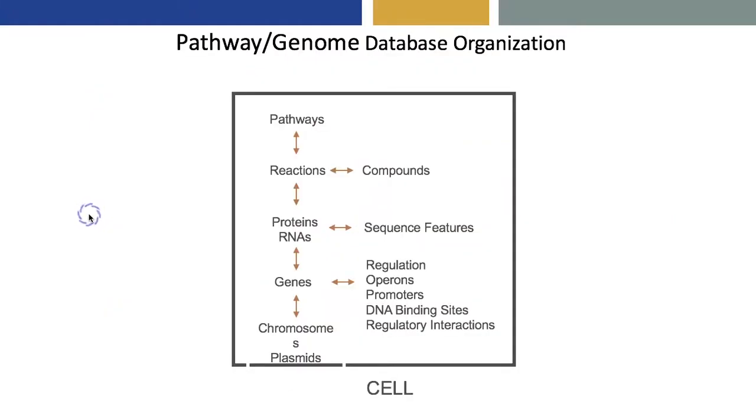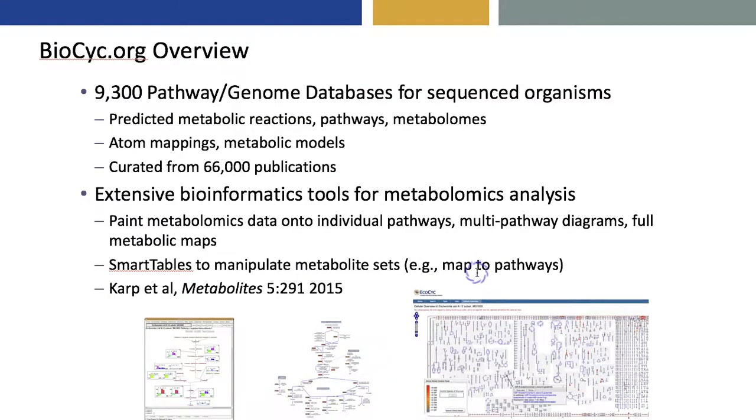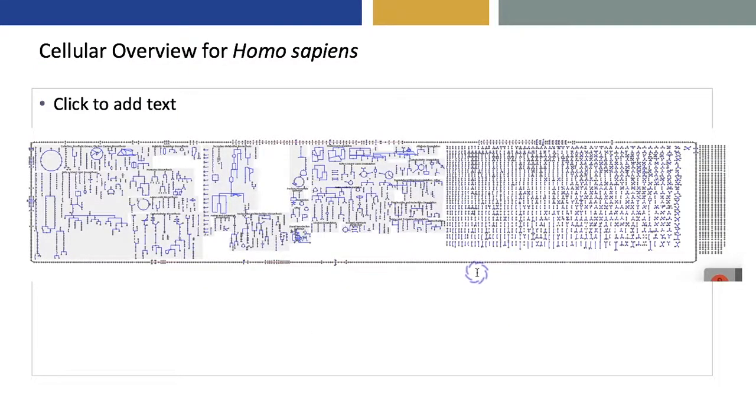Here's the overall organization of a pathway genome database, which contains a different database object for each plasmid and each chromosome, for each gene and gene product, a different database object for each metabolic reaction and metabolite and metabolic pathway, as well as for the regulatory network of the organism. Okay, we've actually seen that slide before.